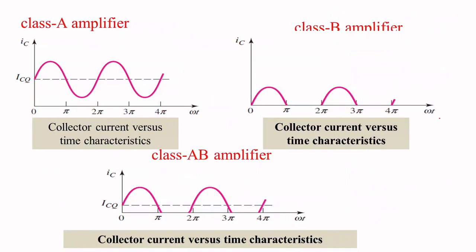Okay, so as I was explaining, in the class A amplifier you can see you are getting the full swing. In the class B you can see you are getting only a 180-degree signal, and class AB is greater than 180 degrees but less than your 360-degree signal. Okay, so in that way power amplifiers are classified.